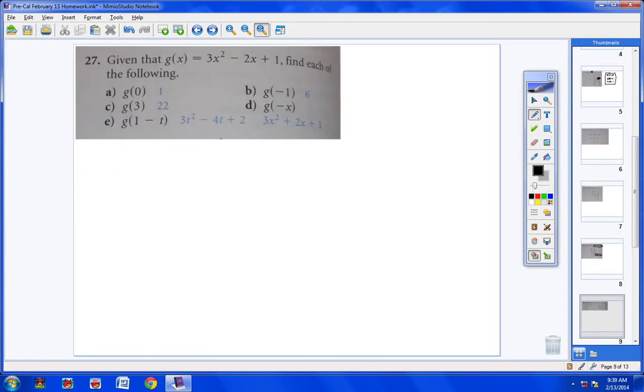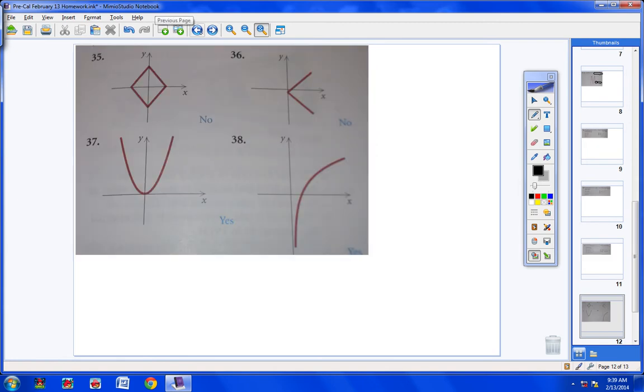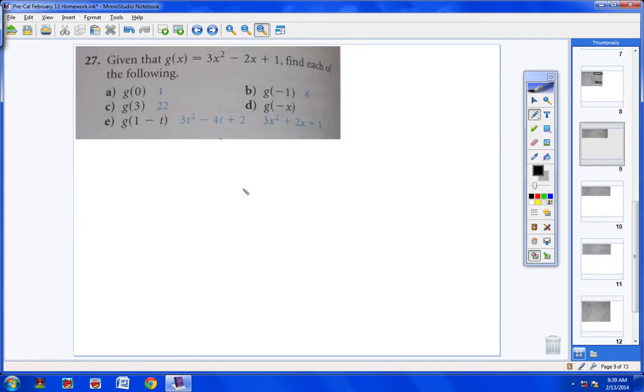Number 27. Okay, now we're going to get into some work. Finally, they've been pretty easy up until now, and I only gave you 1, 2, 3 of those. This is really a pretty simple homework assignment. Okay, we're going to put 0 in for x. So 3(0 squared) minus 2 times 0 plus 1. 0 squared is 0 times 3 is 0. 2 times 0 is 0. 0 minus 0 plus 1 is 1. So the answer is 1.